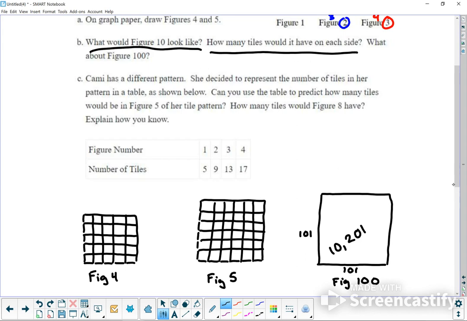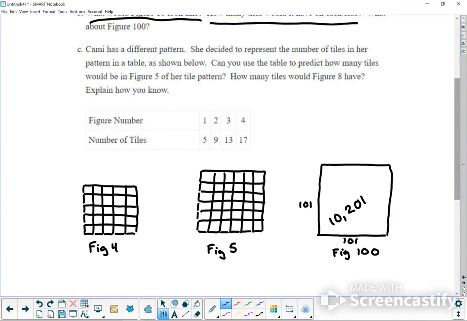So if you need, figure 4 and 5 is right here. Figure 10, I kind of just demonstrated that. And figure 100, I demonstrated that. Okay, I didn't actually draw the tiles. So I'm going to erase that to make room for more.